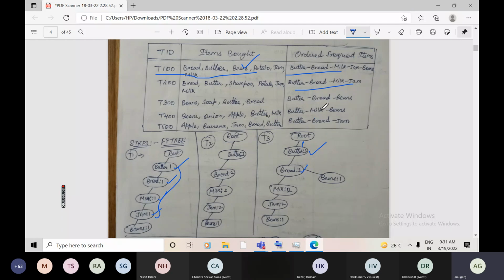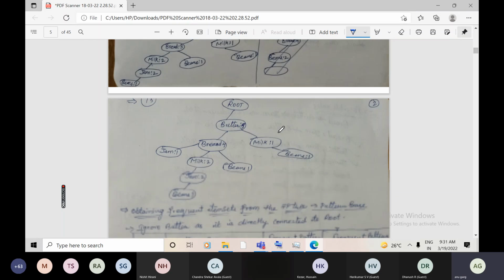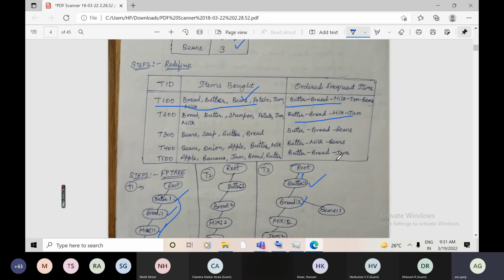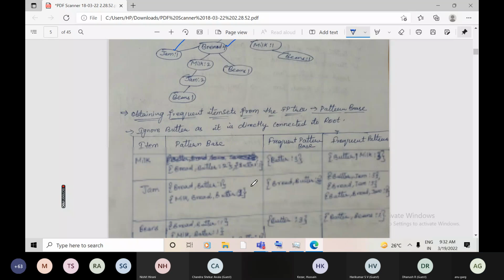For transaction 4, butter, milk, beans. Butter is already connected to root, but here you don't have bread, you have milk directly connected. So take another branch, milk, connect beans, and then increase the support count of butter. Next, you have the last one, butter, bread, and jam. So butter is already connected to root, bread is connected. Then from bread, take another branch and connect jam. You also have to increase the support count of butter and bread. And finally, you can verify your support counts with your table.